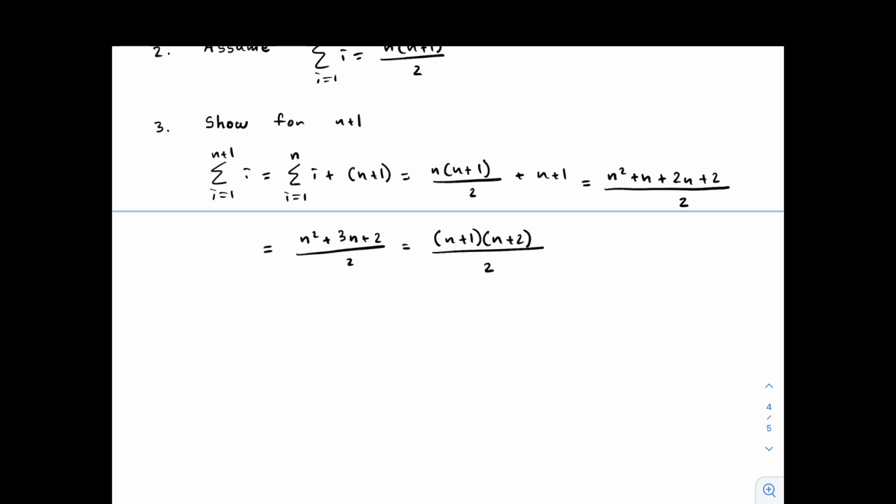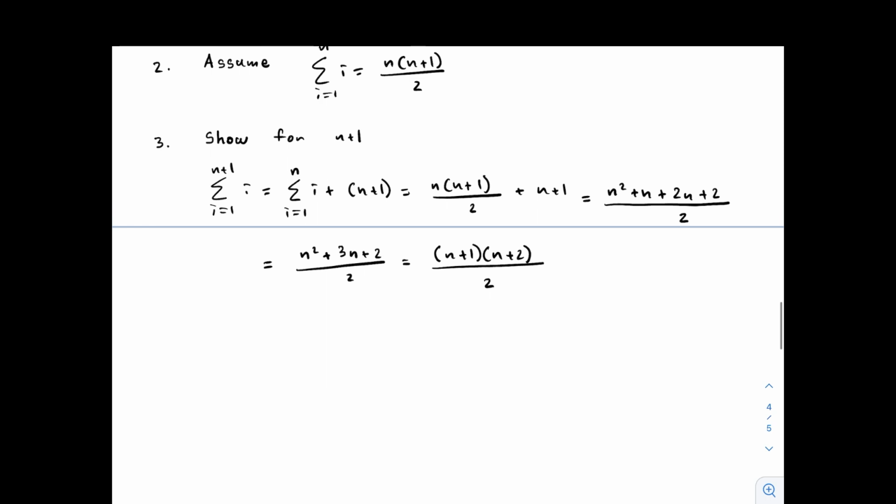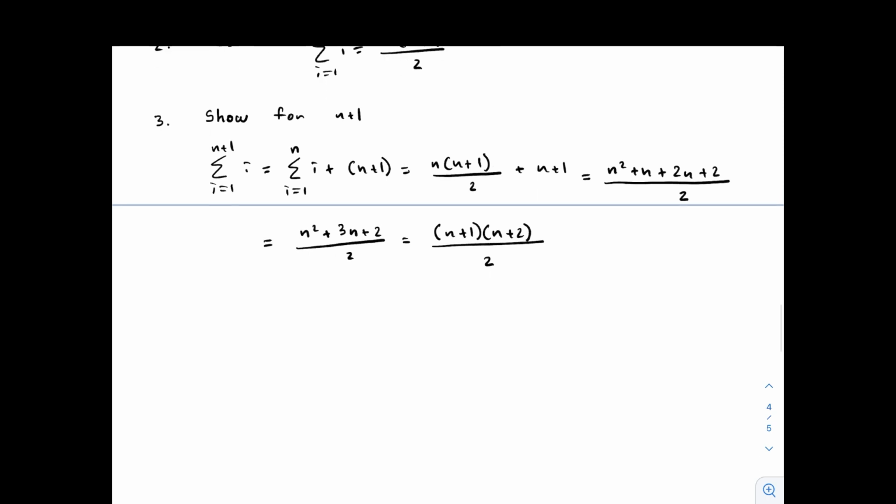Well, if we evaluate the given formula at a value of n plus 1, then we get n plus 1 times n plus 1 plus 1 over 2, and this can be rewritten as n plus 1 times n plus 2 all over 2.